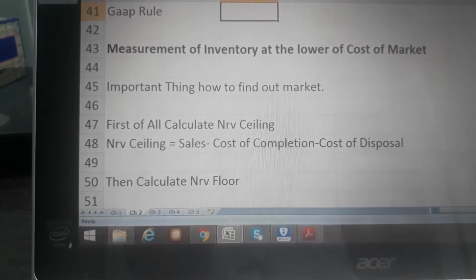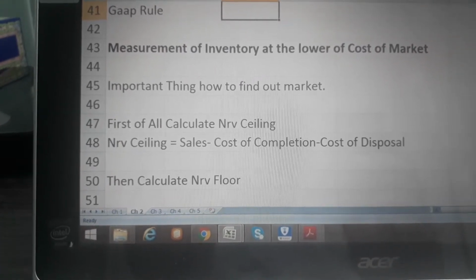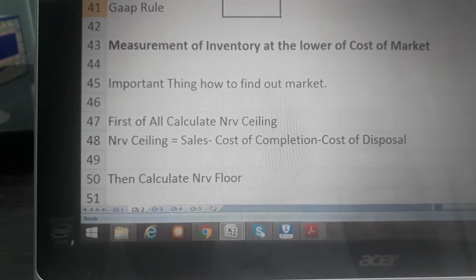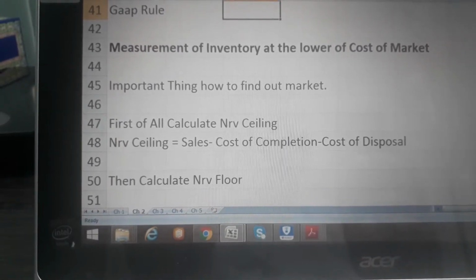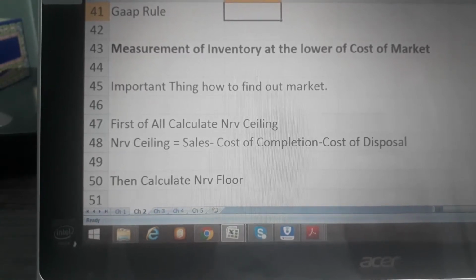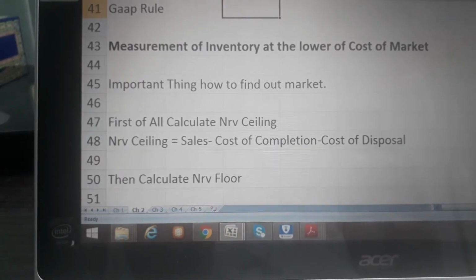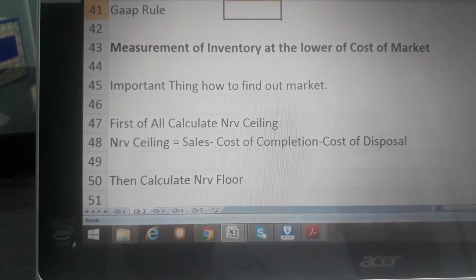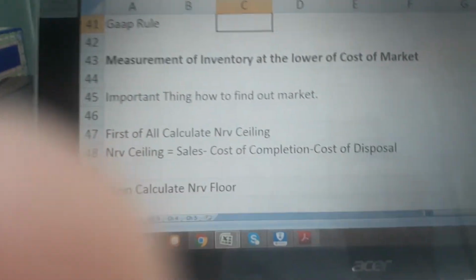The first one: we have to understand how to calculate NRV ceiling and NRV floor. NRV ceiling is the upper limit and NRV floor is the lower limit. Here the formula is in front of you. NRV ceiling is equal to sales minus cost of completion minus cost of disposal. These values will be given in the question: sales value, cost of completion and cost of disposal. You just have to apply the formula and get the NRV ceiling.